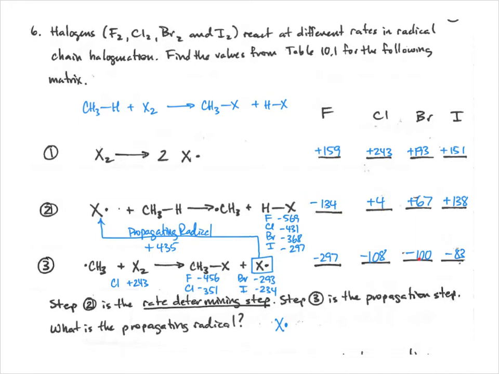And the same for bromine. But notice that bromine requires a lot more, right? You're going from 4 to 67. So this is evolving negative 100.